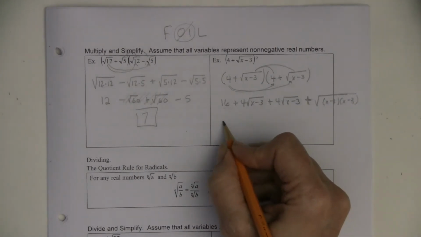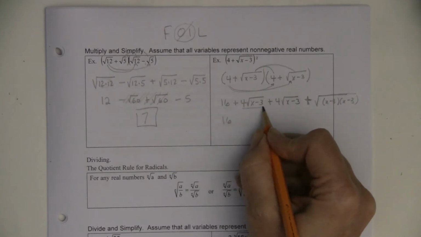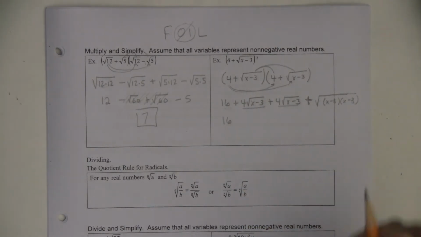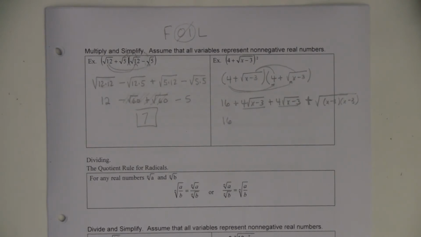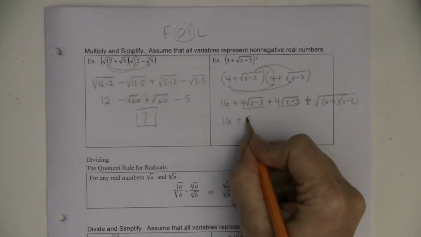So here I'm having 16. Here, these are like terms. And so they're both square root of x minus 3. So you could just add the coefficients together. 4 plus 4 is 8. So 8 square root of x minus 3.